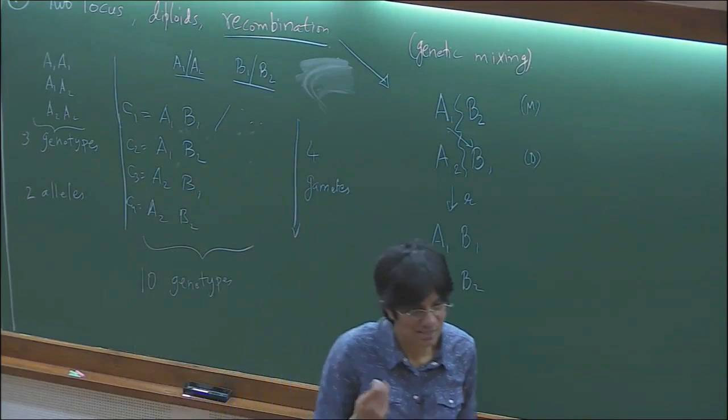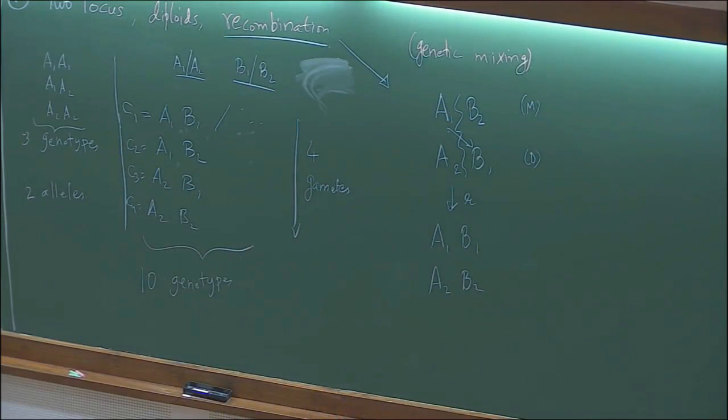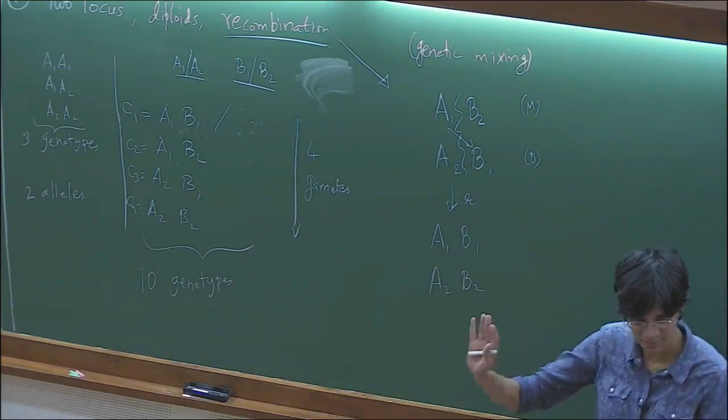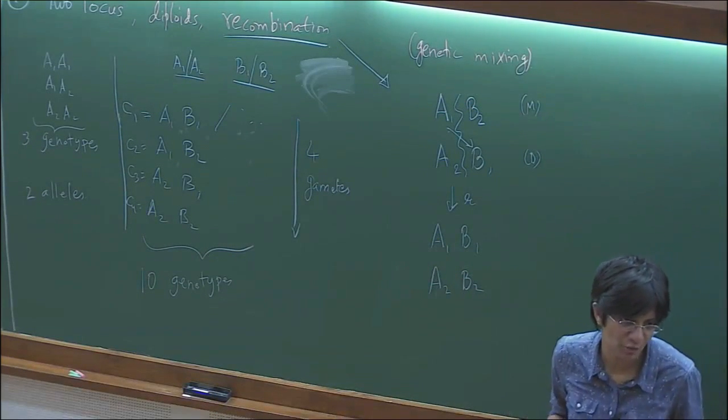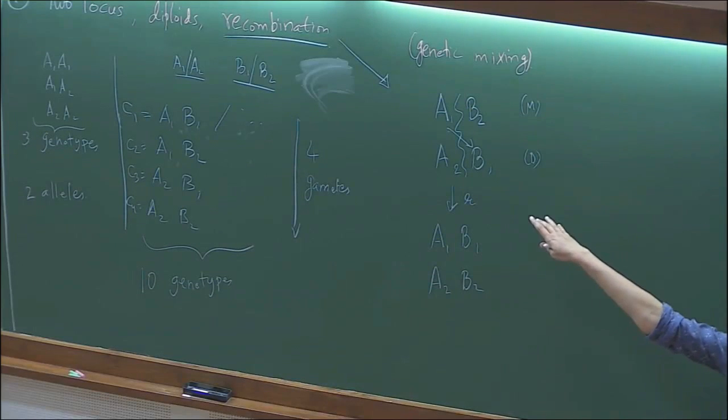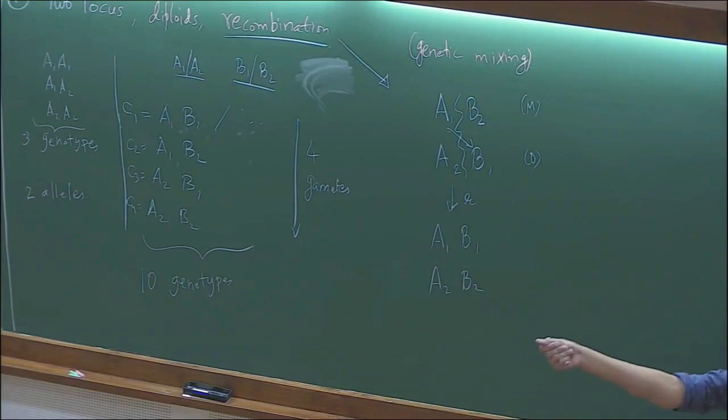It's not very large, it's just 10. You have to write it. It's 10. There are 10 genotypes. So try it and otherwise check with me. But the recombination is this. Break it and swap it.